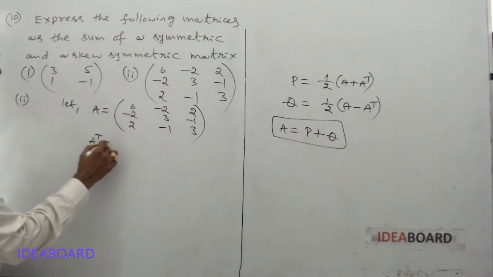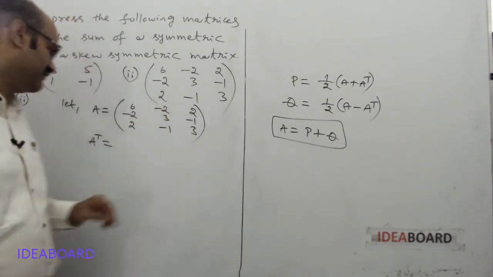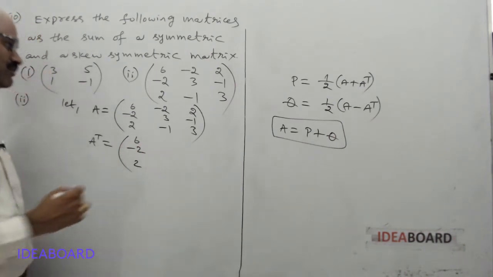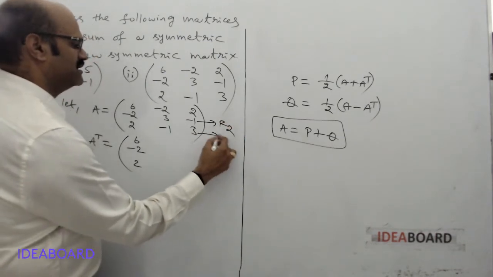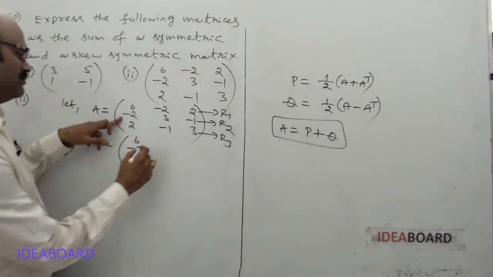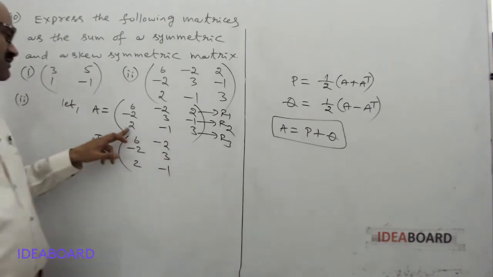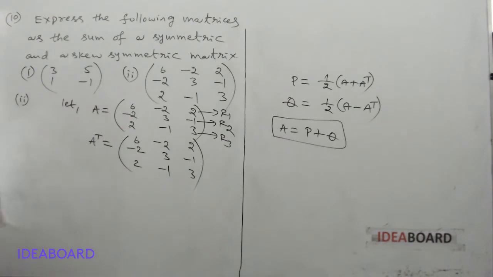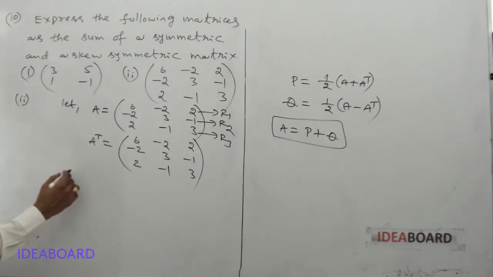A transpose equal to, write here R1 into C1. This is R1: 6, minus 2, 2. And this is R2, and this is R3. Write R2 into C2: minus 2, 3, minus 1. Write R3 into C3: 2, minus 1, 3. Now, we have to find A plus A transpose.